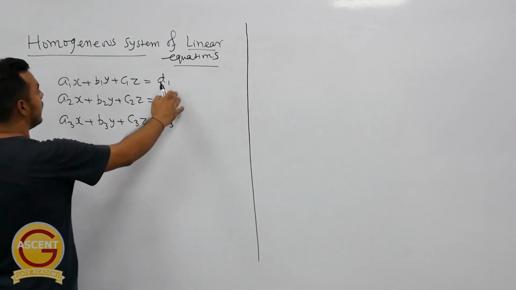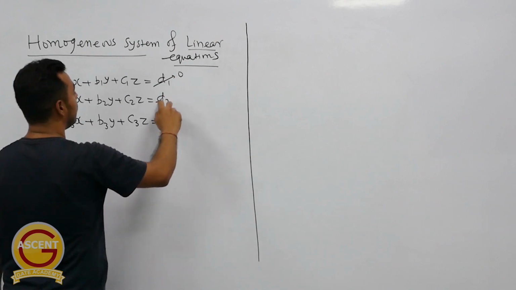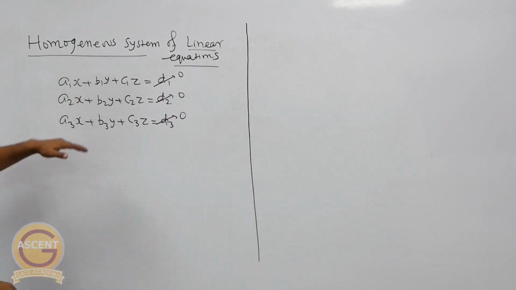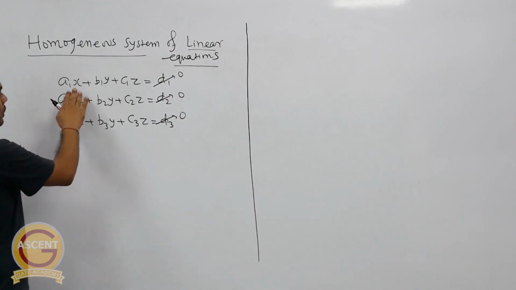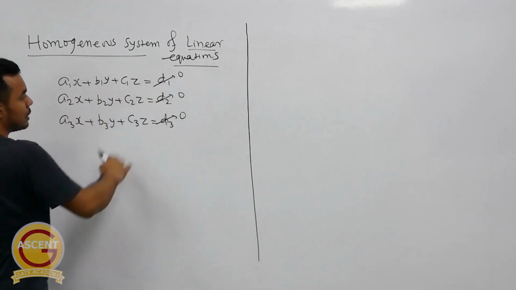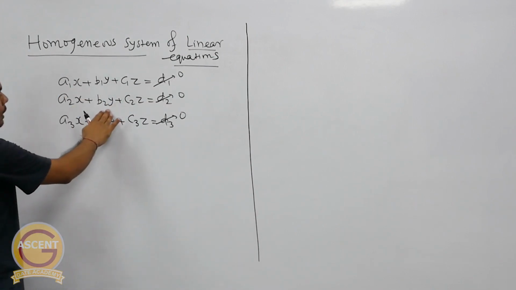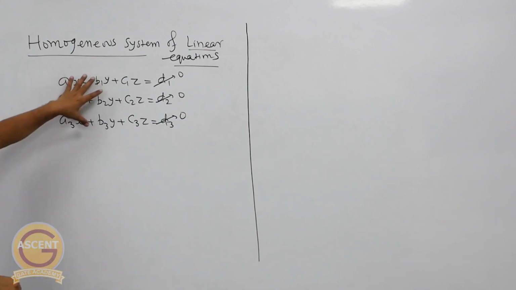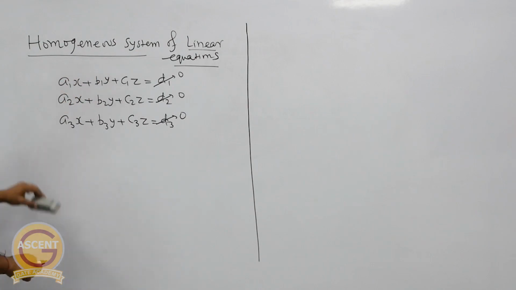Now if the constant terms d1, d2, d3 are 0, then in that case we say that this system of linear equations is a homogeneous system of linear equations. The equations will be of this form: a1x plus b1y plus c1z equals 0. Similarly, a2x plus b2y plus c2z equals 0, and so on. This system is called a homogeneous system of linear equations.